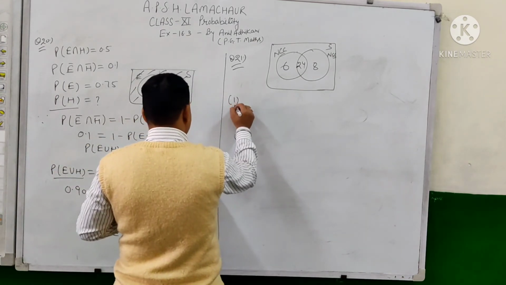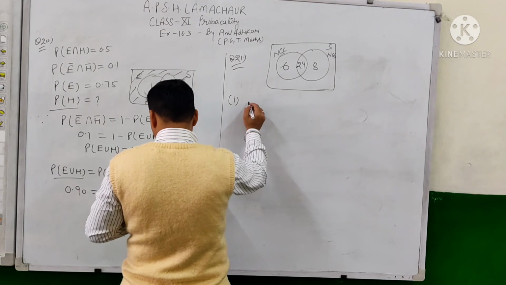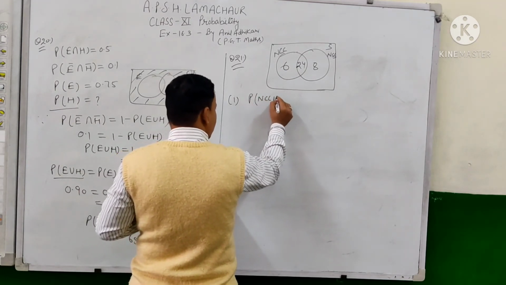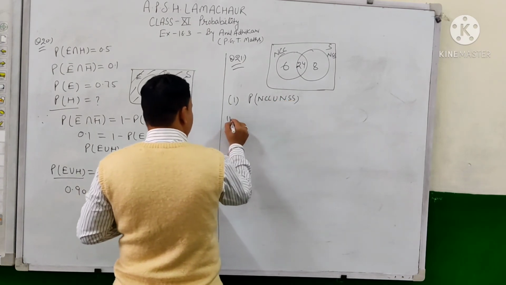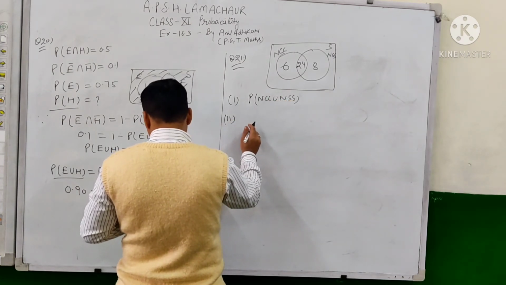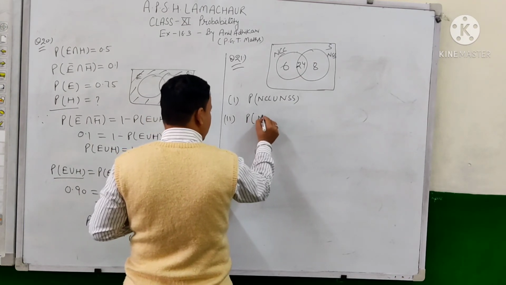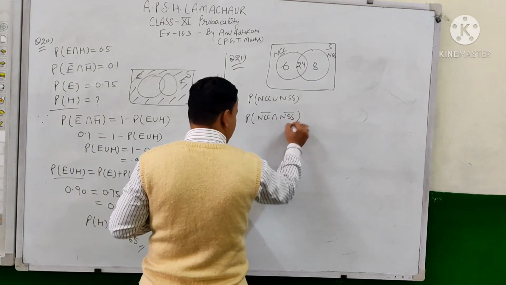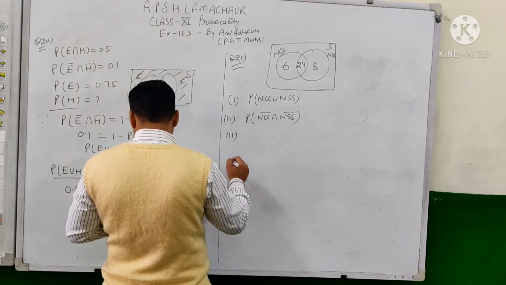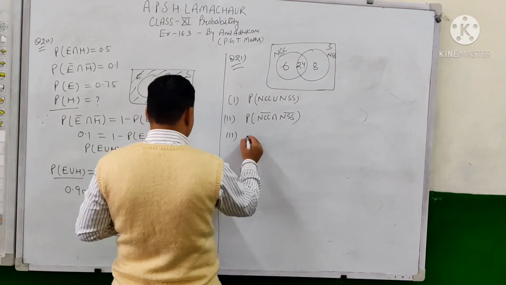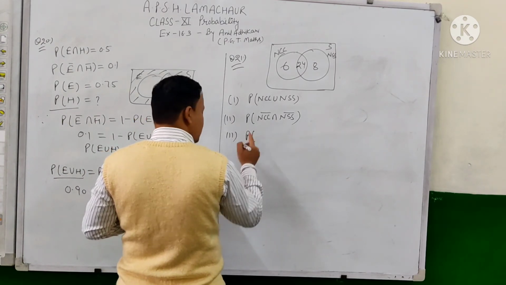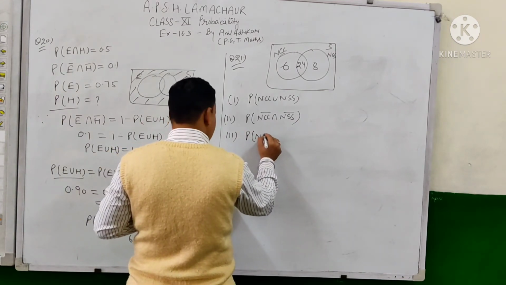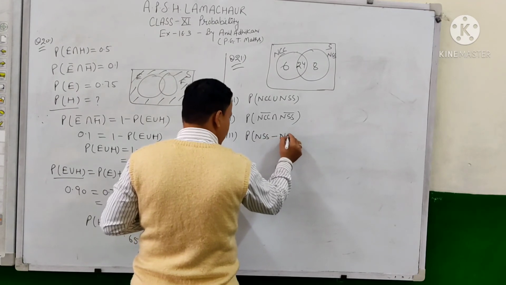The very first thing we need to find is the probability that a student opted for NCC or NSS. It means we need to find the probability of NCC union NSS. Second, the student has opted neither NCC nor NSS. It means not NCC and not NSS. Third, we need to find the student has opted NSS but not NCC. It means you have to find the probability of NSS minus NCC.